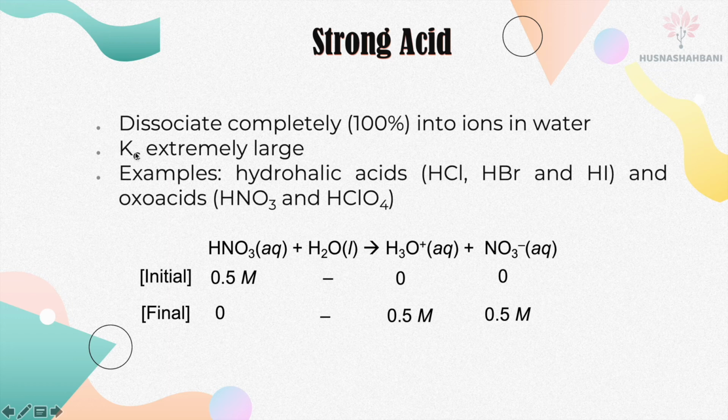We know that Kc expression is product over reactant. So when all becomes a product, the value is very large. So that's why for strong acid, Kc is extremely large. For example, strong acid, hydrohalic acid, HCl, HBr, HI, and oxo acid, HNO3 and HClO4.